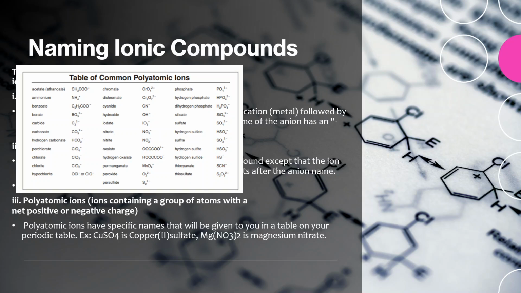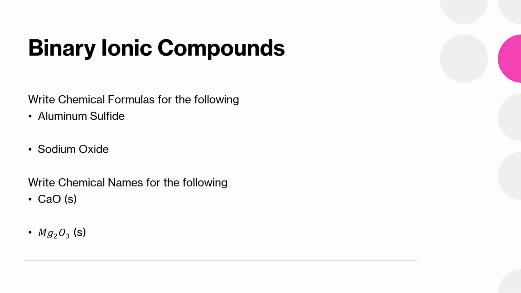In order to do that, you also have to change a little bit the way you're writing the name of the compound. So what we're going to do now is go through more detailed examples of all of those different scenarios, starting with just basic binary ionic compounds.